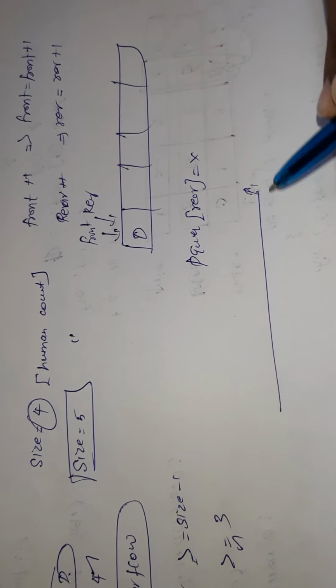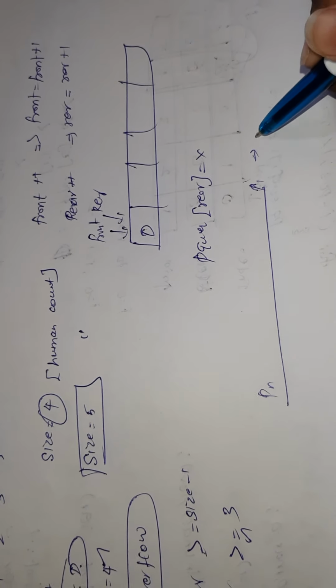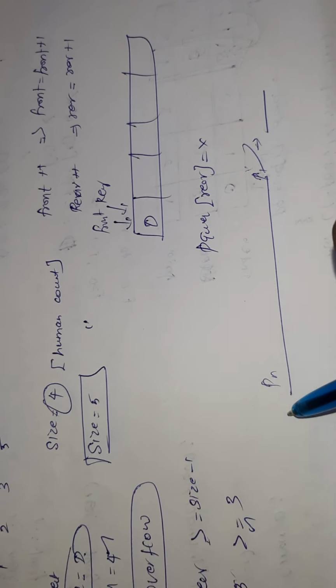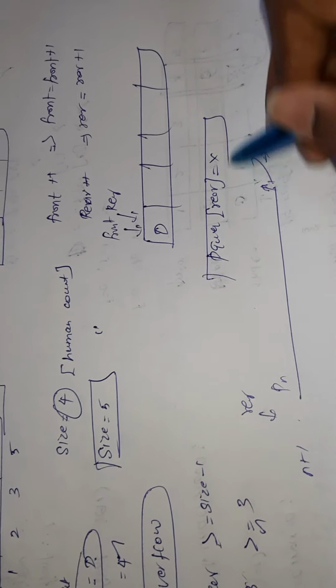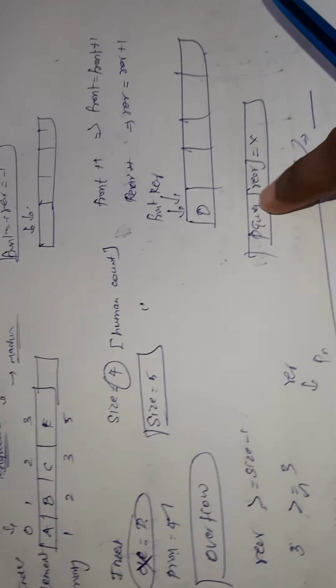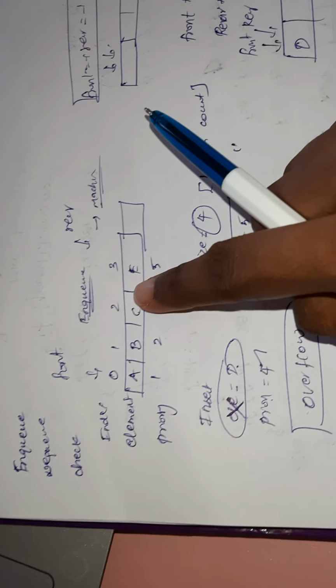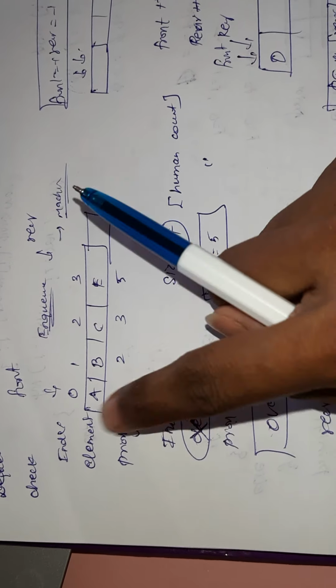There is a line P1 to Pn, so they are getting the tickets one by one. If you want to insert n plus 1, we can insert it only in the rear position. So, this is the line we are going to do. Suppose, for example, we are getting like this. Now we are going to check according to the priority.